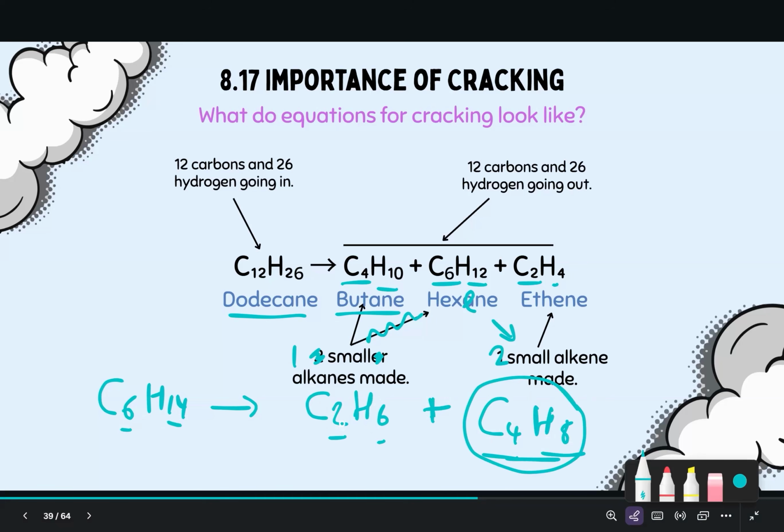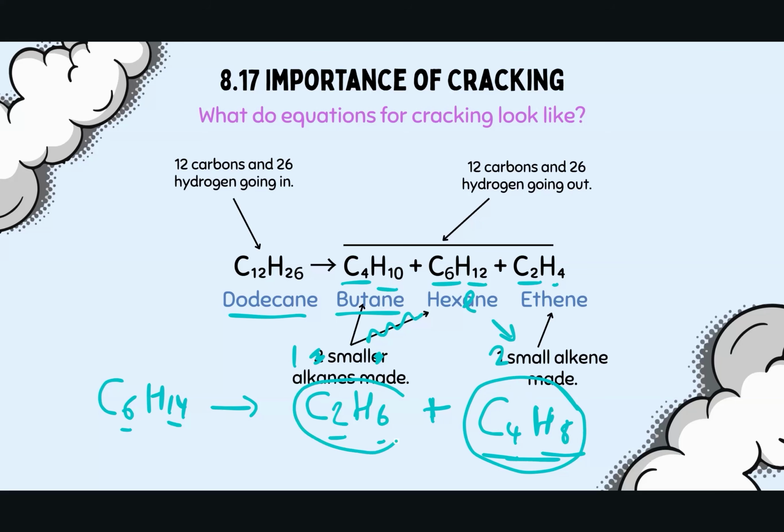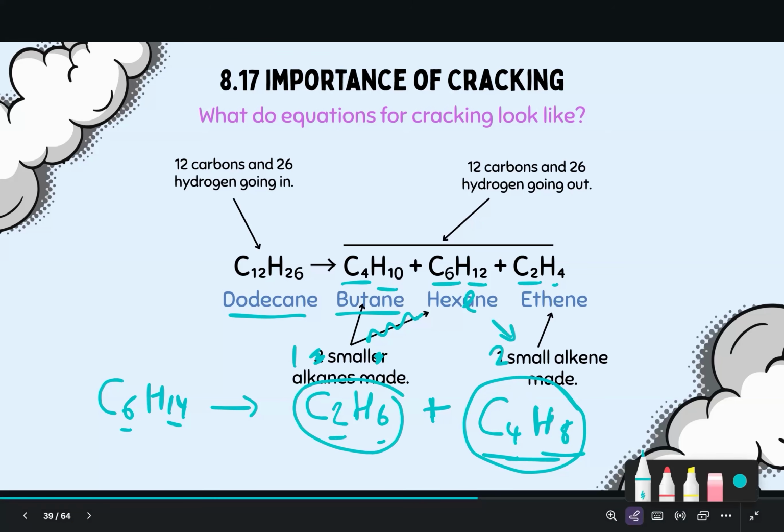Now we know from our general formula before, CnH2n+2, that's an alkane. So we always make an alkane and an alkene.